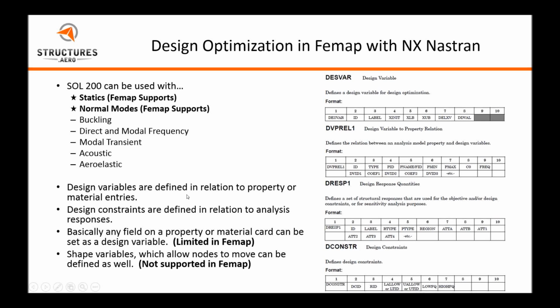The design variables are defined in relation to property or material entries, and your design constraints are defined in relation to analysis responses. So basically any field on a property or material card can be set as a design variable, although this is limited in FEMAP. Shape variables, which allow nodes to move, can also be defined, but this is not supported in FEMAP. And so here are just some, if you want to look into this further in the quick reference guide or in the optimization solution manual, some of the Nastran cards that we'll be using in Solution 200.